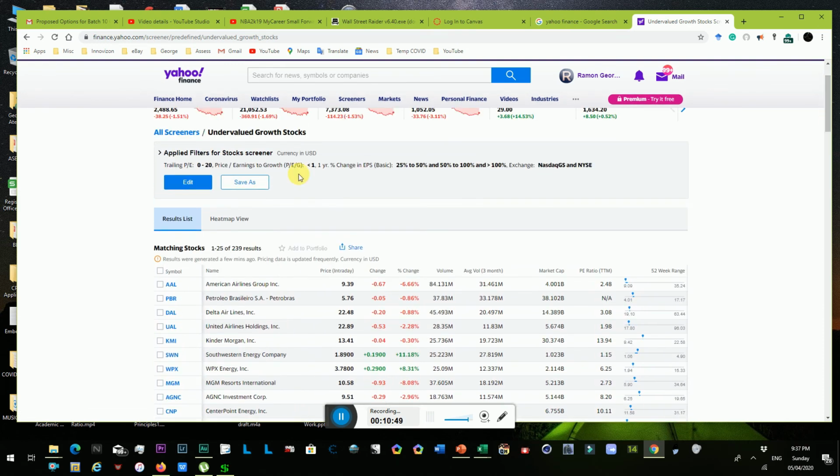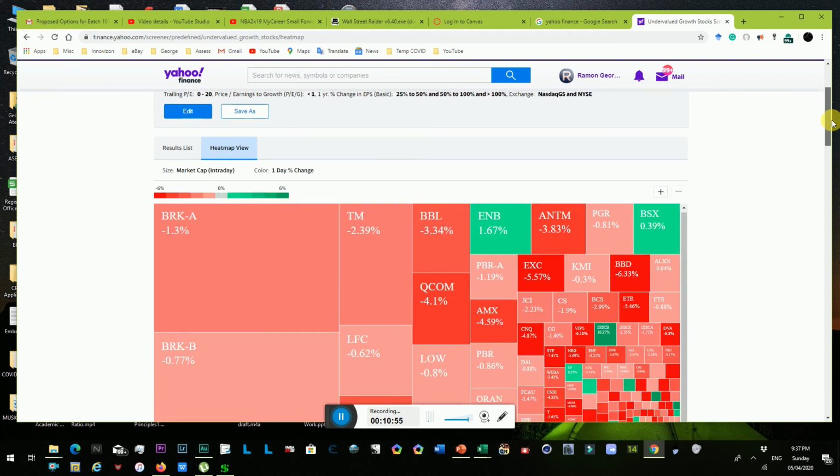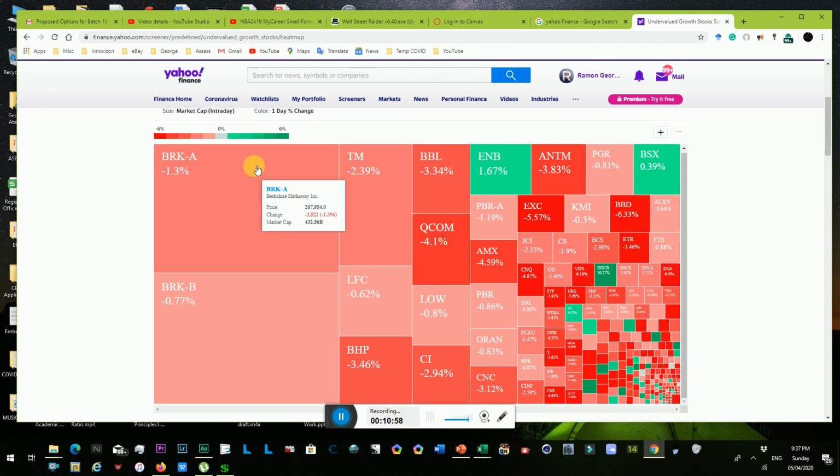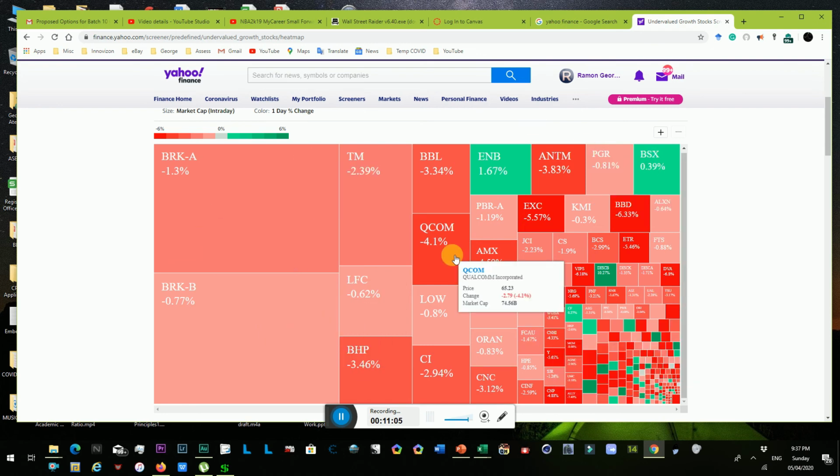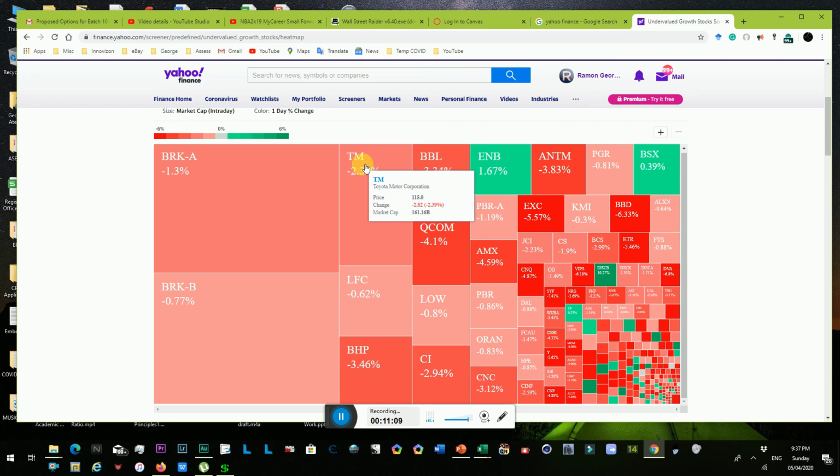So Berkshire is there. Okay, so heat map view. Of course, Berkshire will be a big chunk of that. Yes, both the A and the B shares are the biggest share of the companies that are listed here. But Toyota is here. Toyota Motor market cap is 161 billion. It's down 2.39%, $115. LFC, China Life Insurance. BHP, I think that's from England. BHP Group also, Qualcomm. These are good companies, right? Cigna, Enbridge. So these can be your filters.